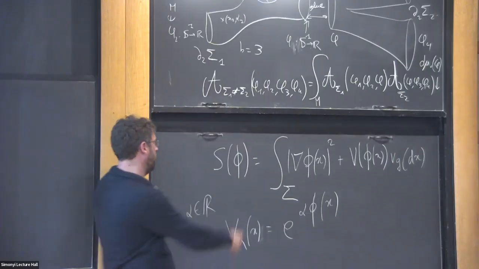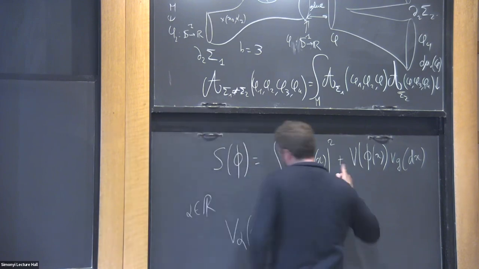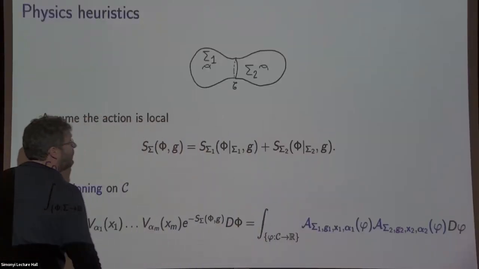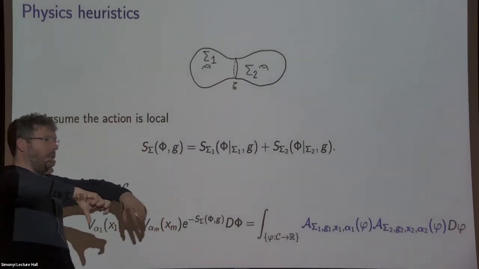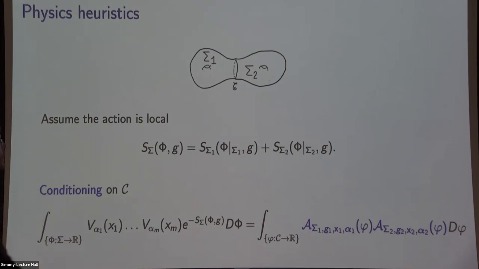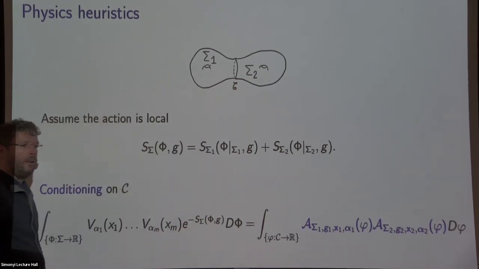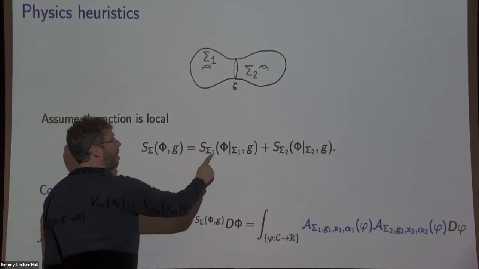This is a local action, an integral of the gradient plus V, etc. The idea is that you can split this. You take a Riemann surface and a cycle which separates the surface in two. Then you can split it into two Riemann surfaces, and easily split your action into two pieces.